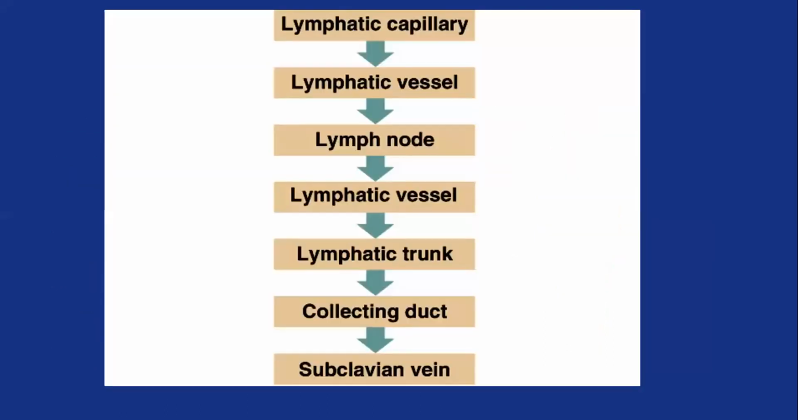So come to the flow chart of the lymphatic system. From the interstitial space, the lymphatic capillaries absorb the lymphatic fluid. Then it goes to lymphatic vessels. From there, it goes to lymph nodes, and then again lymphatic vessels, finally the lymphatic trunk, and then the collecting duct. Through the collecting duct, it drains into the subclavian vein. If the fluid is drained into the subclavian vein, it mainly passes into the circulatory system. So this is the flowchart of the lymphatic system.